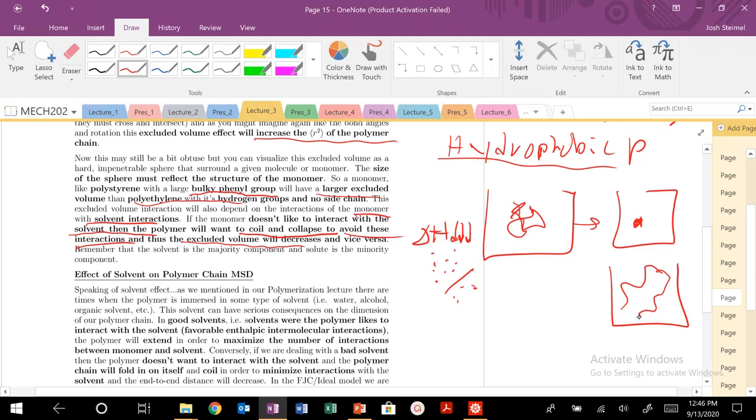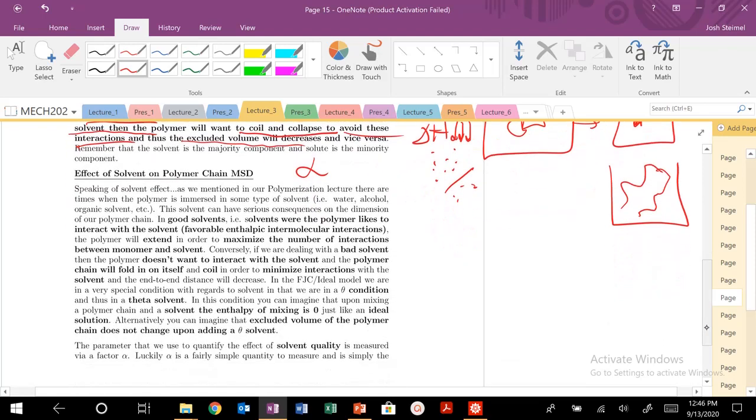So next time we are going to talk about solvent quality, what factors go into that, what makes a good solvent and a bad solvent, and how that changes this value of alpha. So more on that in the next video.